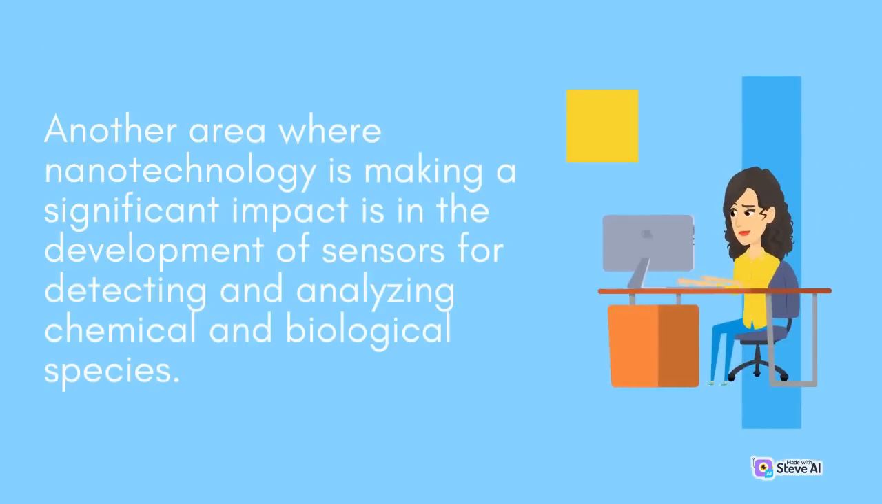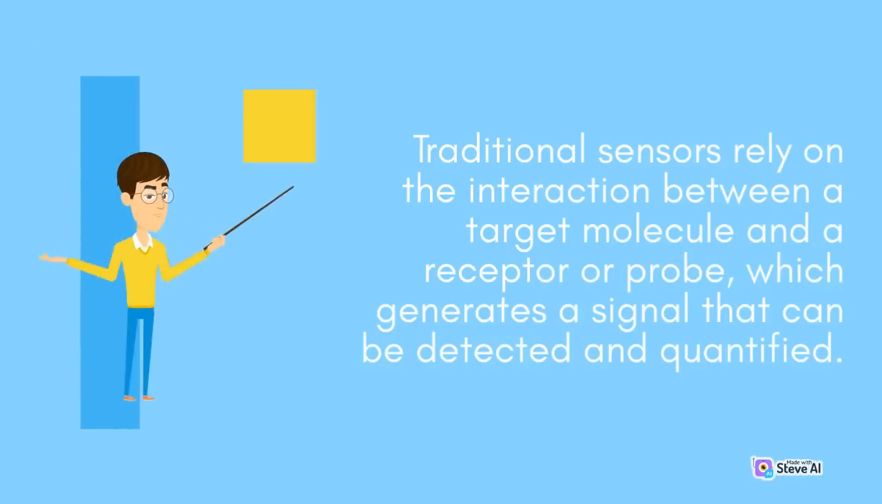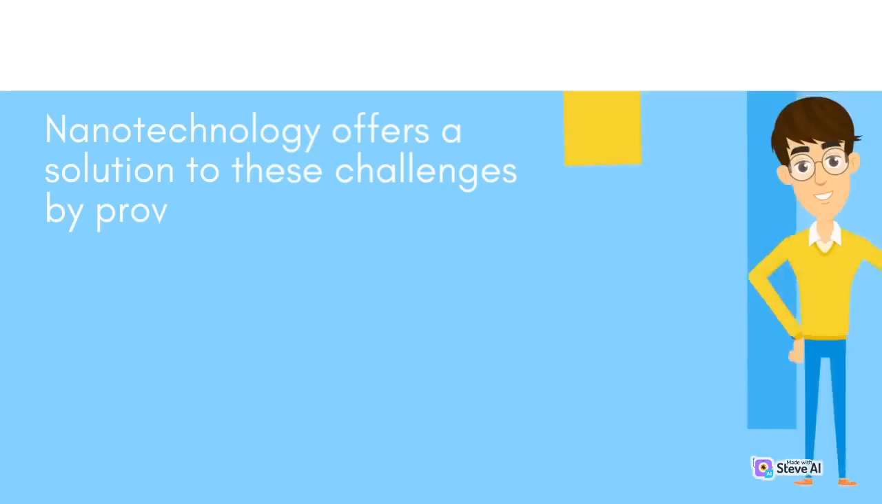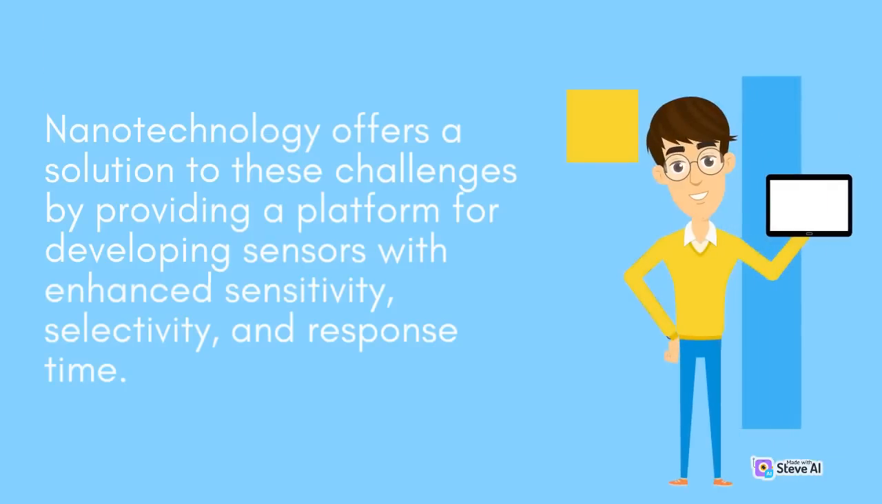Another area where nanotechnology is making a significant impact is in the development of sensors for detecting and analyzing chemical and biological species. Traditional sensors rely on the interaction between a target molecule and a receptor or probe, which generates a signal that can be detected and quantified. However, these sensors often suffer from limitations such as low sensitivity, poor specificity, and slow response time. Nanotechnology offers a solution to these challenges by providing a platform for developing sensors with enhanced sensitivity, selectivity, and response time.